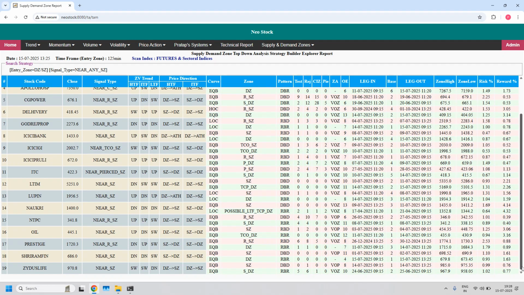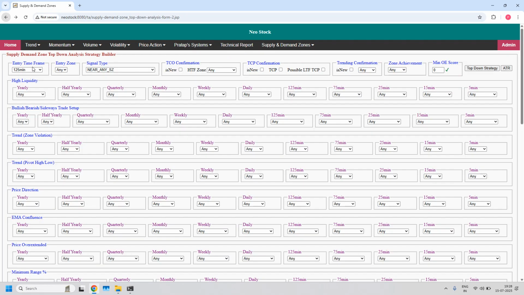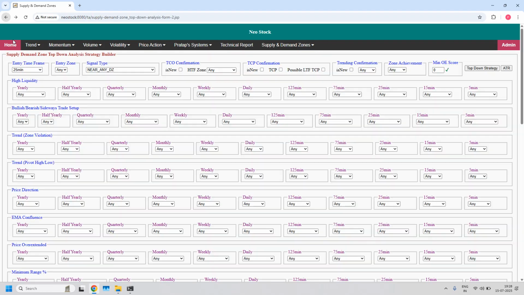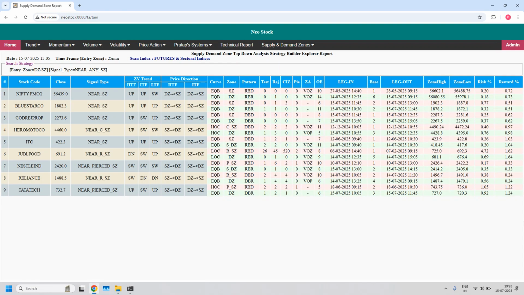So next time frame 75 minutes already generated in the beginning of the report. So the next time frame is 25 minutes. Stocks near to the 25 minutes demand zone, we got 5 stocks. Next, stocks near to the 25 minute supply zone, we got 9 stocks.